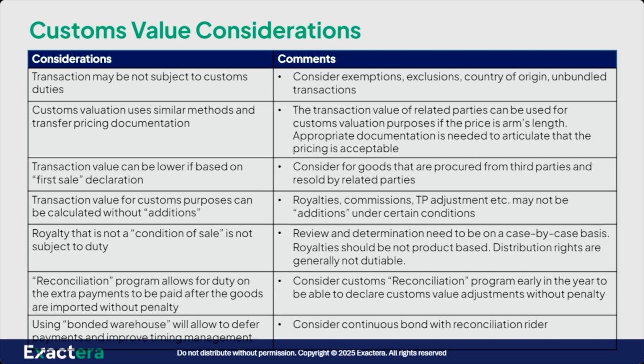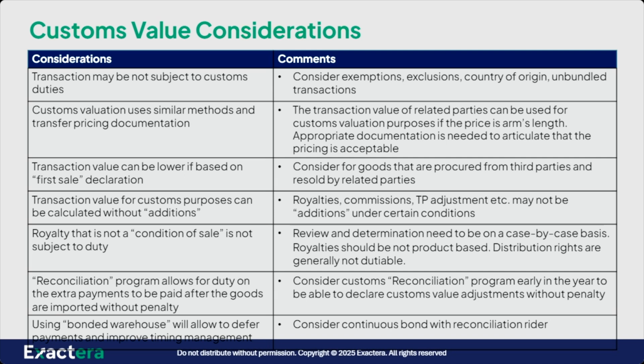Something that can help to reduce value for customs purposes is a first sale declaration. For example, a product is purchased from a certain jurisdiction and then sold to a related party, and then the related party sells to the US. In that case, if we get rid of the intermediary, it will simplify the process of defending the value of the product, and it can potentially be lower for application of tariffs.